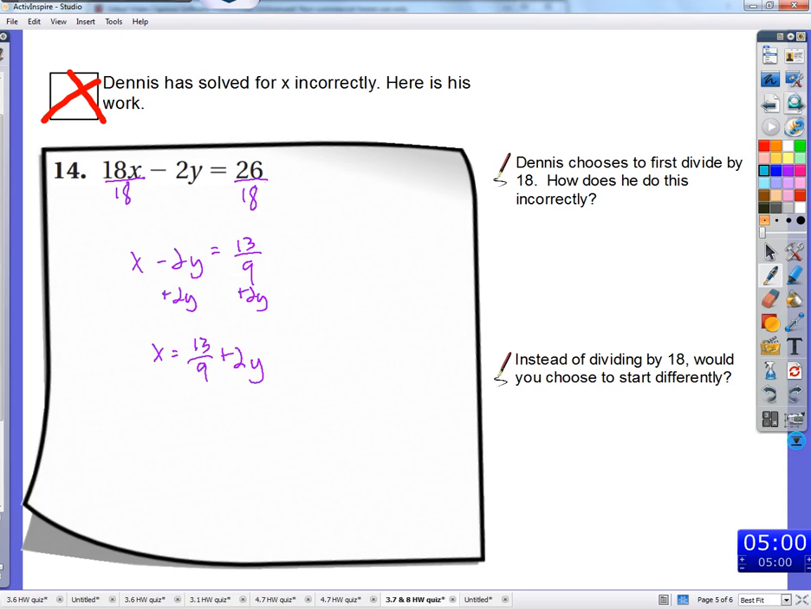So Dennis first chooses to divide by 18, okay, which you can do. You can divide by 18 on both sides. If that's what you want to do, you just do it on both sides. Just do it correctly. How does he do it incorrectly? So I want you to write down, in words, right? Multimodal learning here. We're talking, we're reading, we're writing.